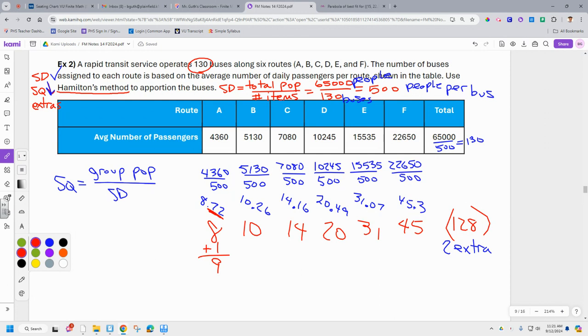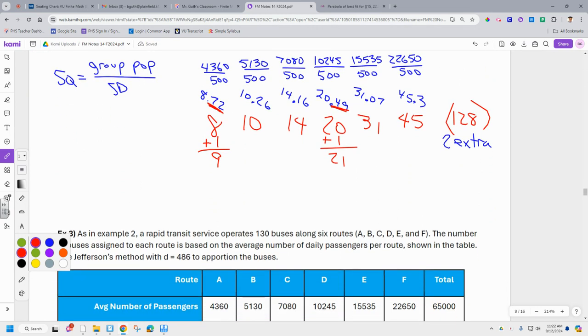Then, which of those numbers has the next biggest decimal? Right, this one, 20.49. So, if there was a tie, maybe you should have rounded to more than 2 decimal places. Just look at all of the decimals to see. But anyway, that's the next biggest. We're going to give that other extra to that group. Those numbers should now add up to 130, and that was Hamilton's apportionment.